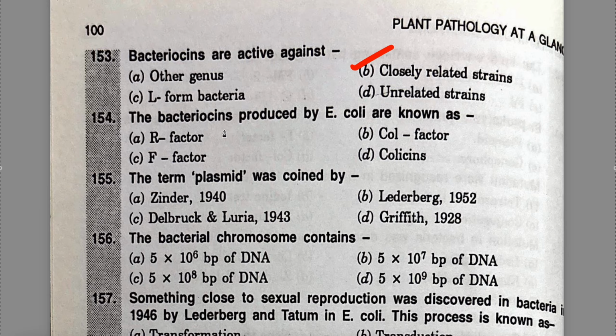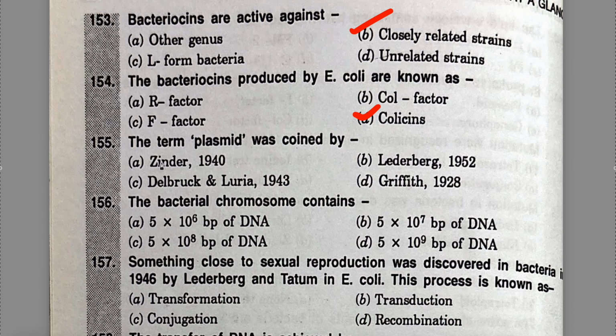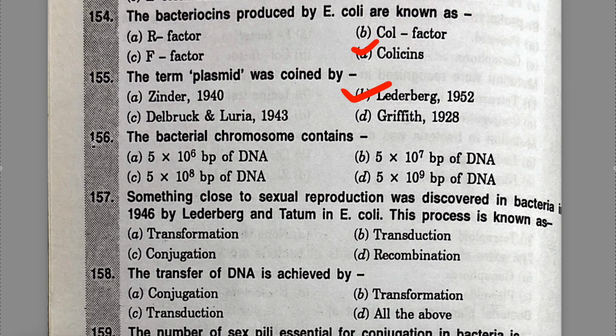154. The bacteriocins produced by E. coli are known as R factor, Cole factor, A factor or colicins. Answer is colicins. 155. The term plasmid was coined by Zinder, Lederberg, Delbruck and Luria or Griffith. Answer is Lederberg in 1952.